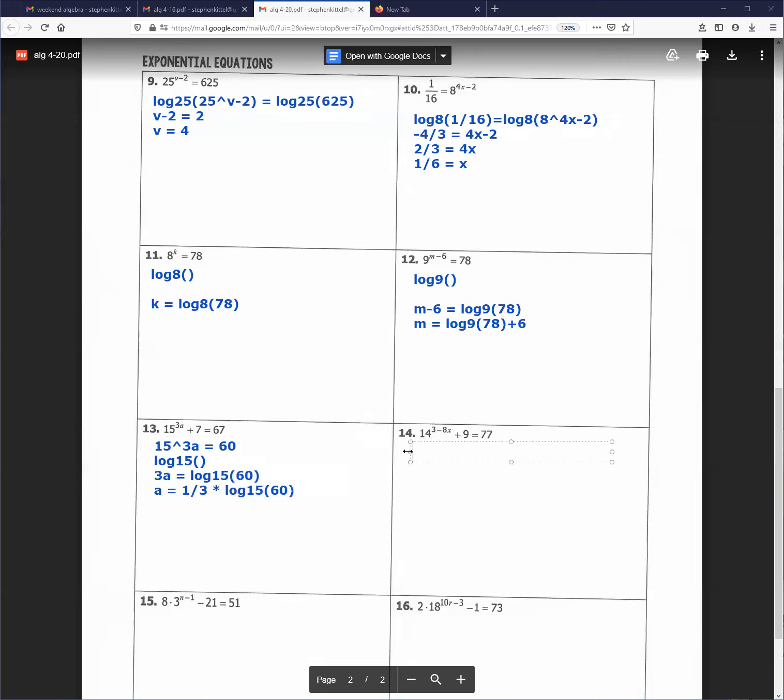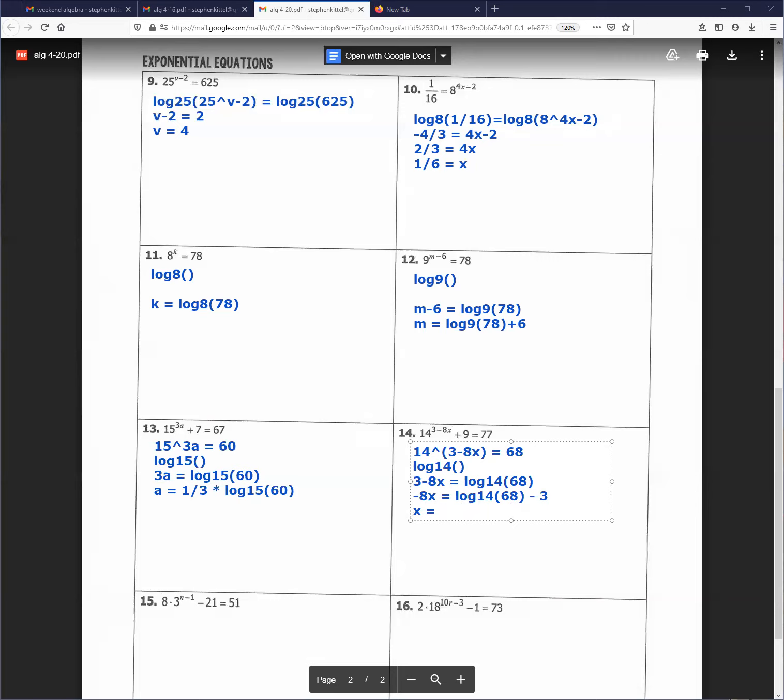We'll subtract 9 from both sides. So 14 to the stuff is equal to 77 minus 9, which is 68. Then we'll do a log base 14 on both sides, and we'll get 3 minus 8x is equal to log base 14 of 68. And then we will need to subtract 3. And then we will need to divide by -8.